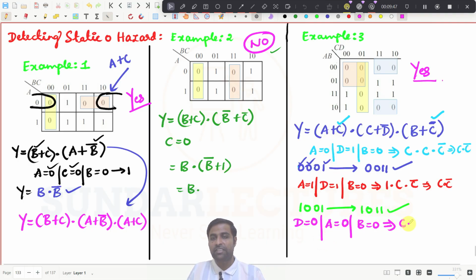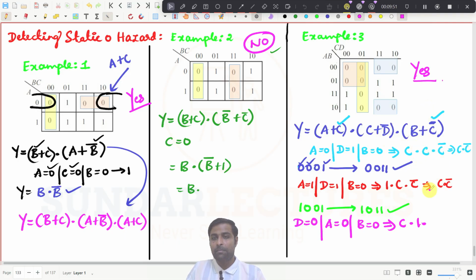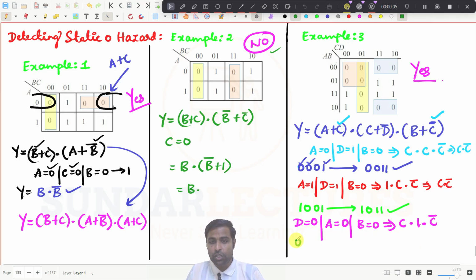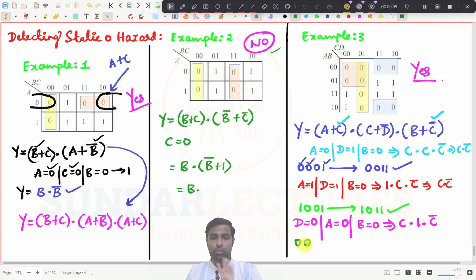This term will have C dot, this term becomes 1, and this term becomes B. Sorry, C bar. Can you understand? We have found 3 values. What is this one now? A is equal to 0, B is equal to 0, but C will change from 0 to 1. We know that one. So put this also as 0 and D is equal to 0.